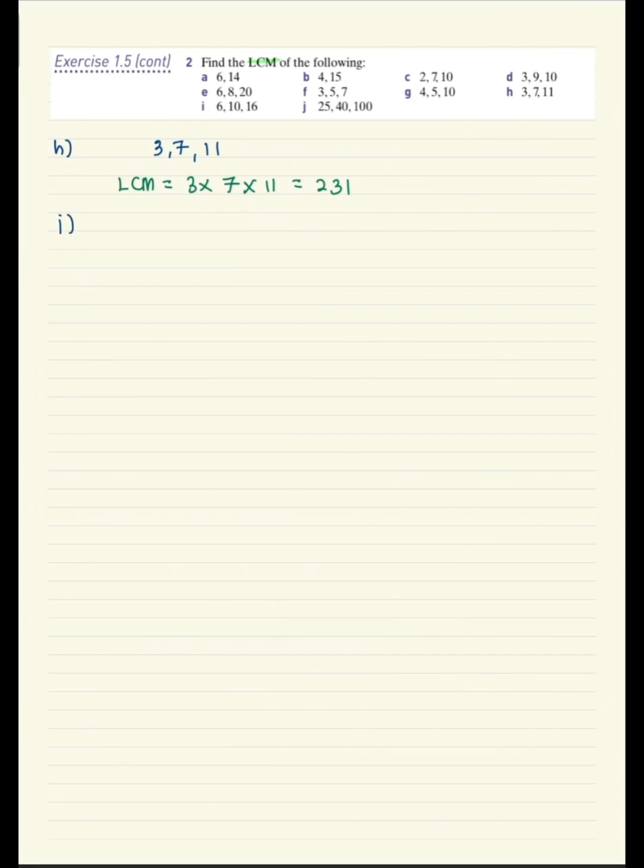Let's take a look at question I. 6, 10, and 16. These are all even numbers. Therefore, they are divisible by 2. You will get 3, 5, and 8. There isn't a common number that 3, 5, and 8 are divisible by. Therefore, your lowest common multiple is 2 multiplied by 3 multiplied by 5 multiplied by 8, which is 240.